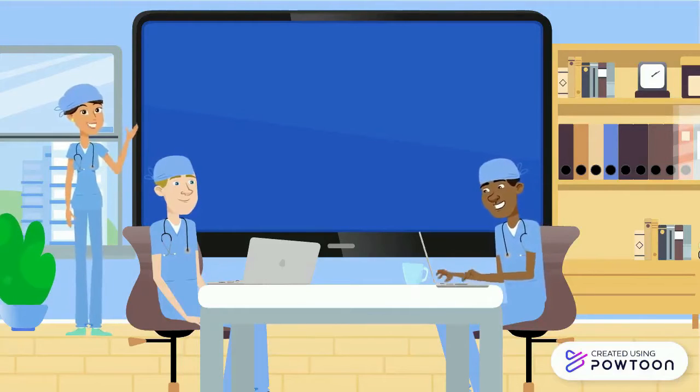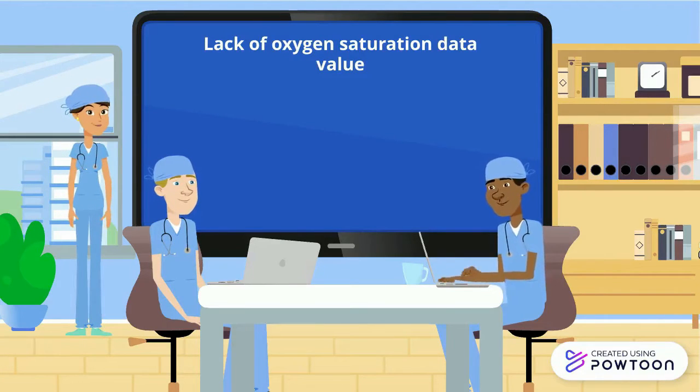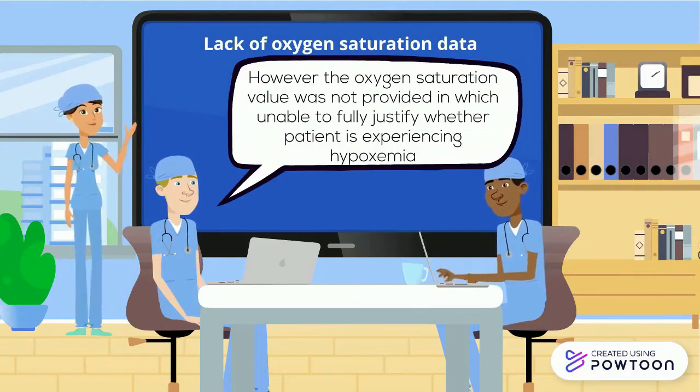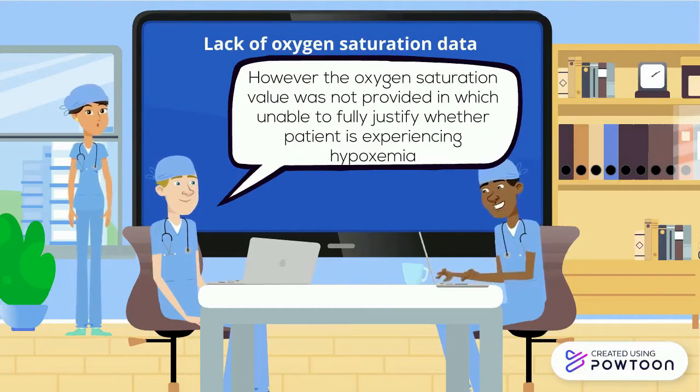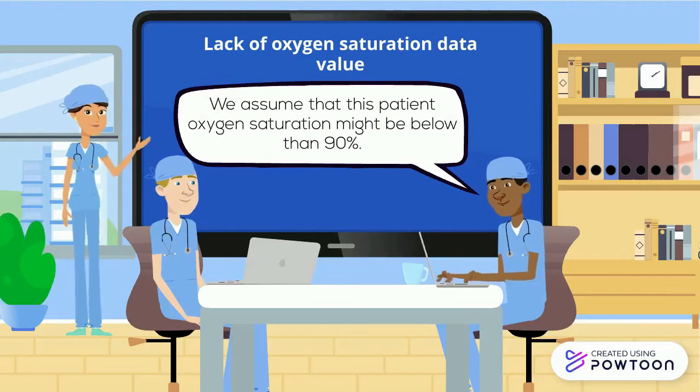Firstly, on the initial assessment, we found that this case lacks oxygen saturation data value. Previously, patient complained that he was breathing heavily and it was assumed due to the infection. However, the oxygen saturation value was not provided, which disables us from fully justifying whether patient is experiencing hypoxemia. According to Shaikh in his journal, below 90% is considered as experiencing hypoxemia. Hence, we assume that this patient's oxygen saturation value might be below 90%.